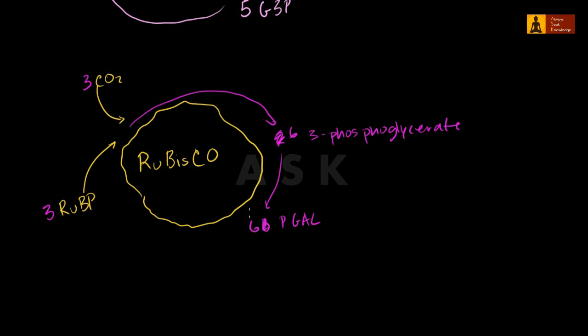And for every 6 of these that are produced, 5 P-gals, or glyceraldehyde 3-phosphate, go back into the cycle to produce the ribulose biphosphate. And one of them is kind of our end product of photosynthesis that can be used to produce other carbohydrates. So 1 P-gal.